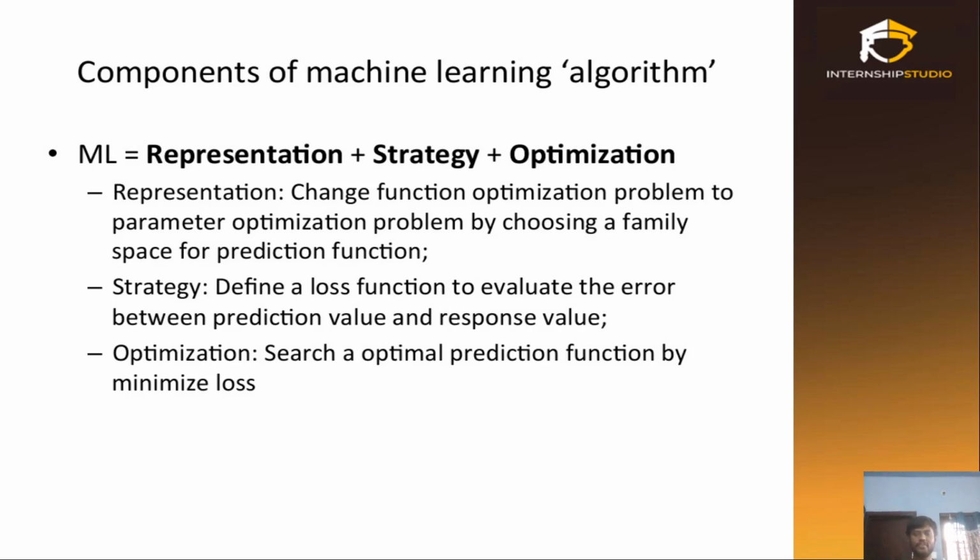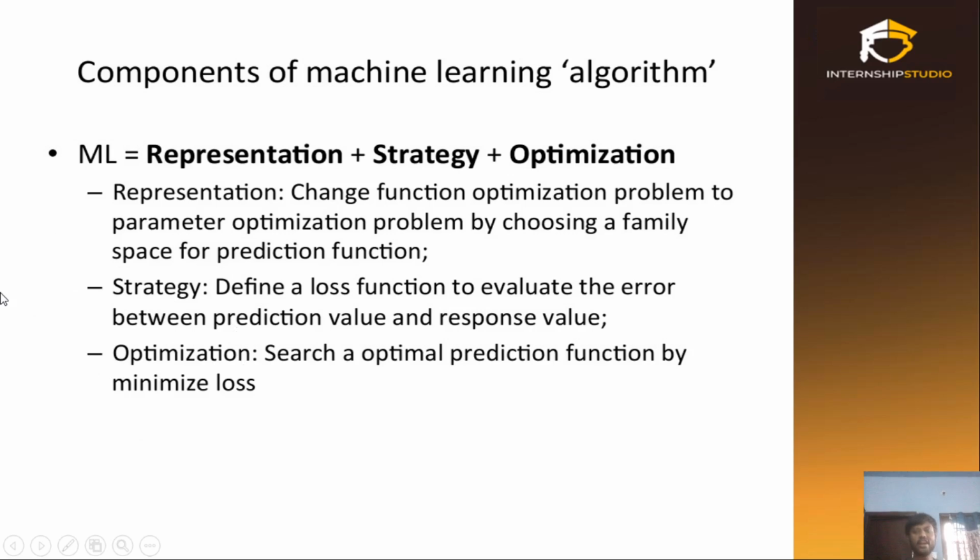And you are going to use some optimization algorithm to do that. It may be gradient descent or more advanced algorithms like SGD or Adam that you use to minimize this loss function. So you use an optimization algorithm to minimize the loss function or the cost function. We search for the optimal prediction function by minimizing loss. That is the optimization part.